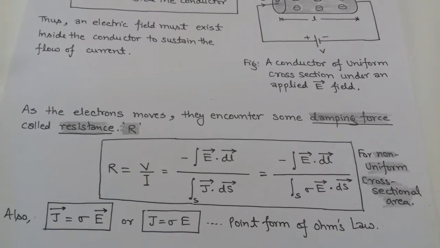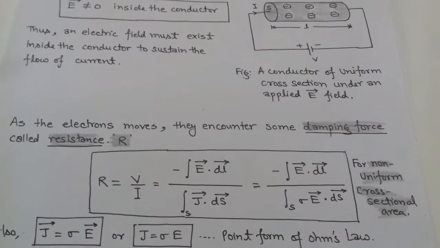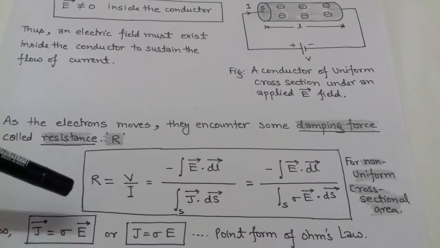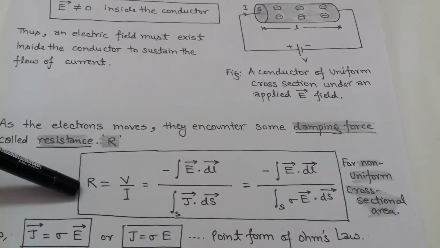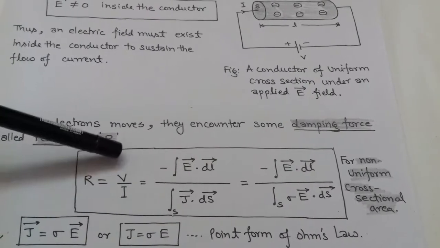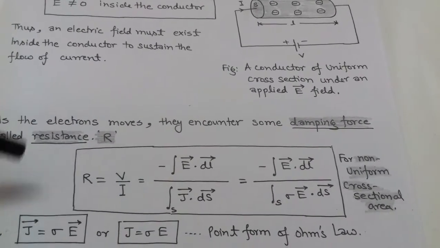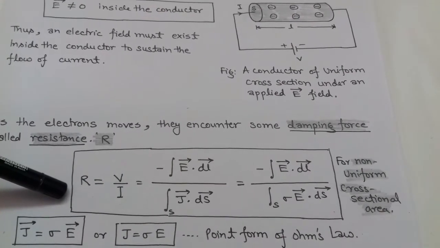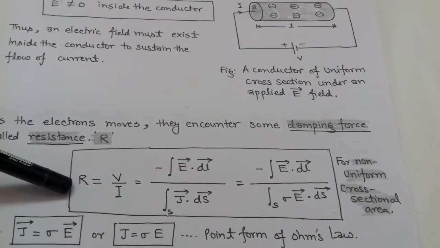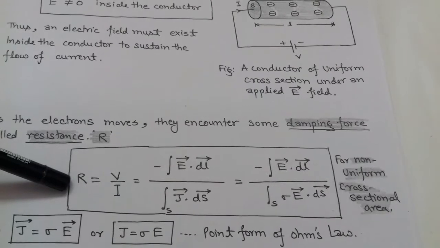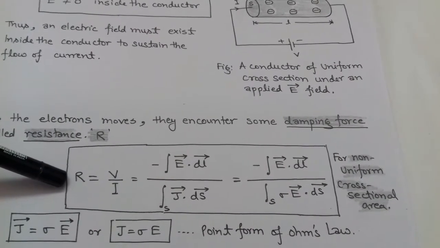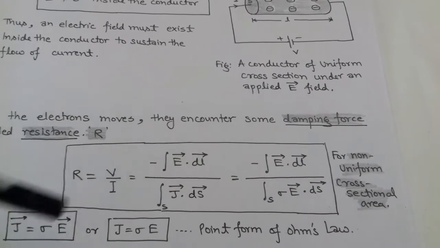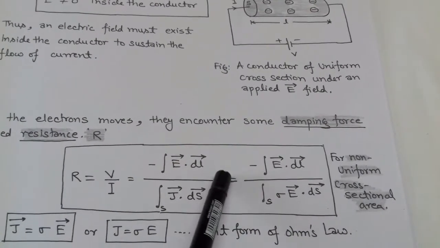So there is a resistance due to some damping force, and that resistance can be calculated with the formula V upon I. So resistance is denoted by capital R and it is equal to V by I. V is the potential applied across the conductor and I is the current.